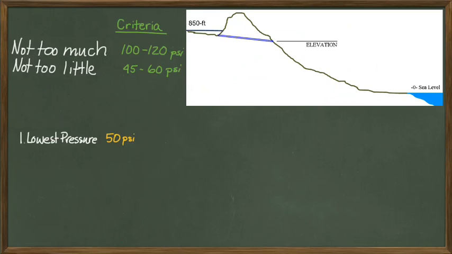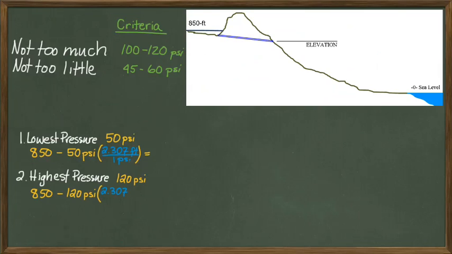In the figure shown here, the elevation of the lake is at 850 feet. If the lowest pressure is 50 psi, then we can determine the highest elevation where homes can be serviced by subtracting 50 psi from the 850 feet of head supplied by the reservoir. Likewise, if we want to limit the maximum pressure in the system to 120 psi, then we subtract 120 psi from the lake elevation. Like this.